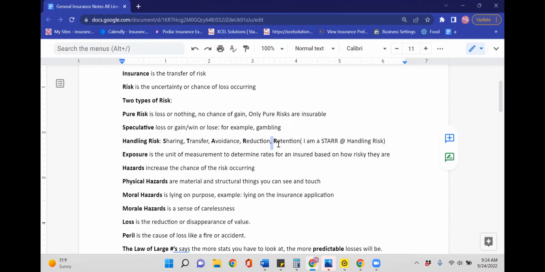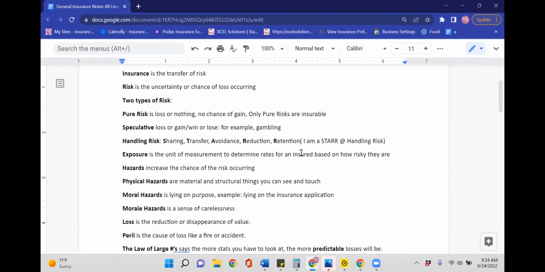Then you have the next one, which is retention. When you think of retention, you want to think of a deductible. A deductible. You are retaining. So retaining is to keep. Retention is to keep. A retaining wall holds back water. Water retention in your body means that you're keeping water weight. Retention is to keep. So you can retain the risk. You can keep the risk.